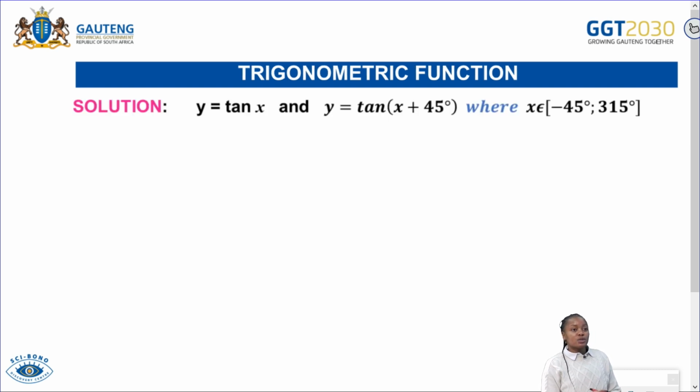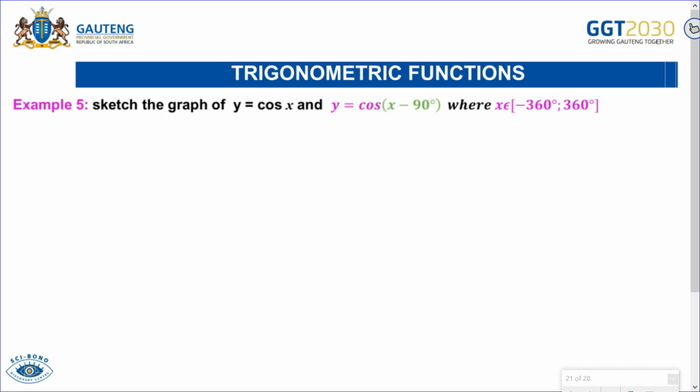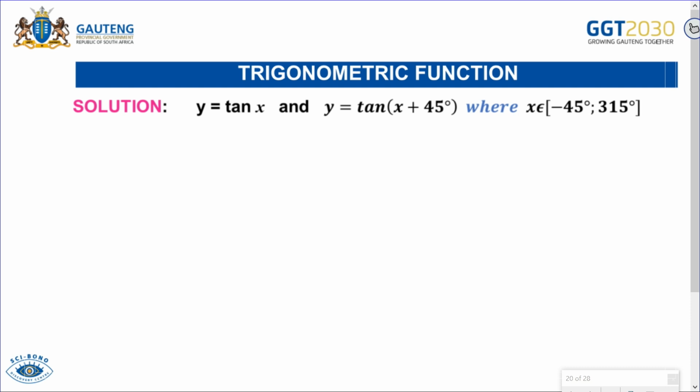Let's look at this example. You must sketch the graph of y equals tan x and y equals tan (x plus 45), where x is an element of negative 45 to 315. I'll give you exactly 1 minute to do this one. Try to sketch the mother graph and also sketch the one that has been shifted 45 units to the left. Okay, quickly do this one for a minute.